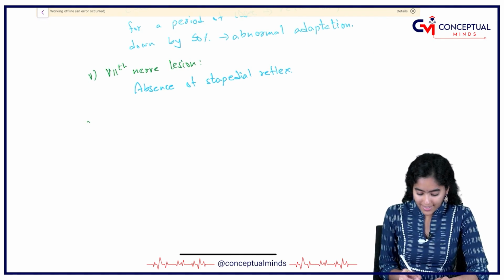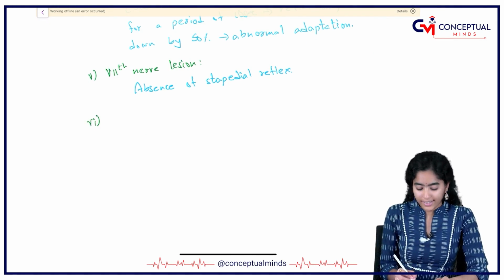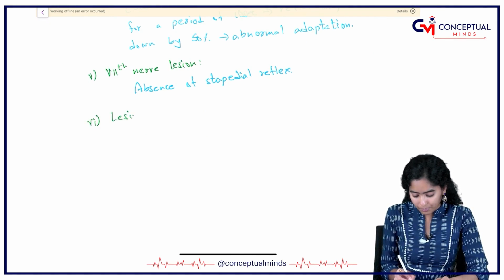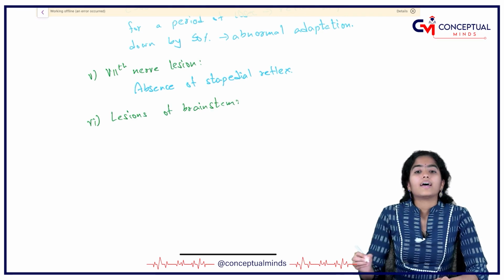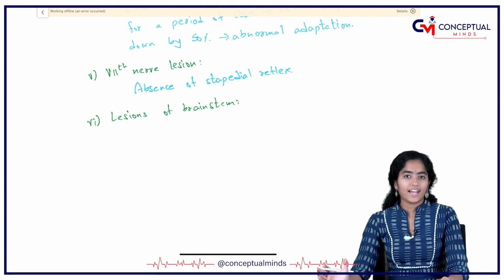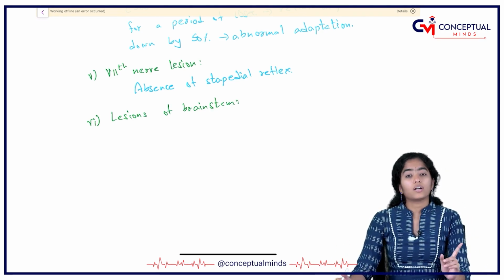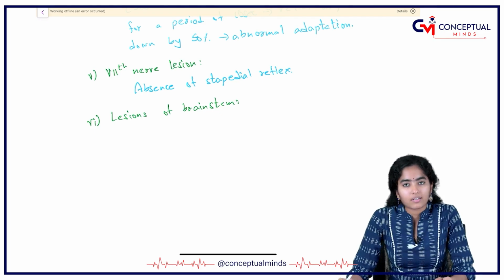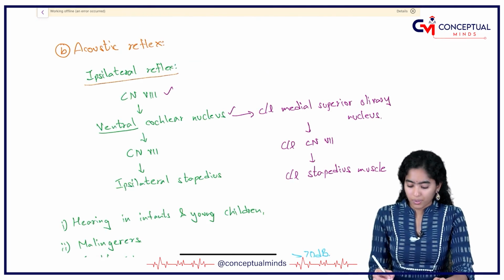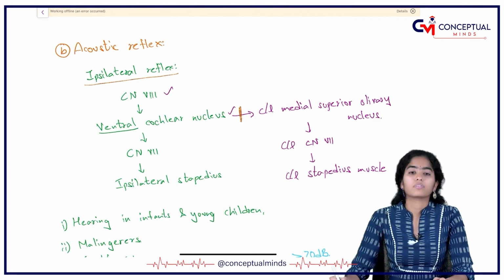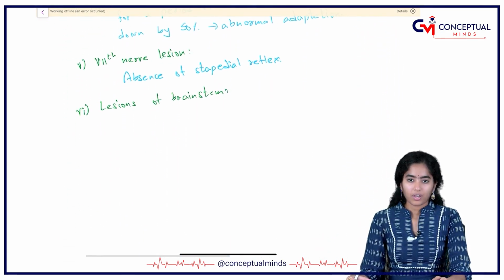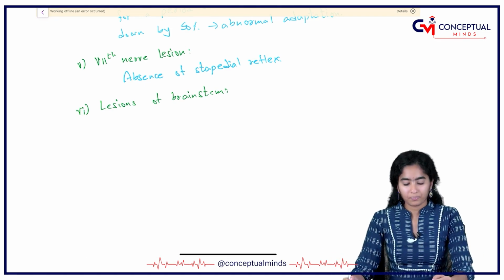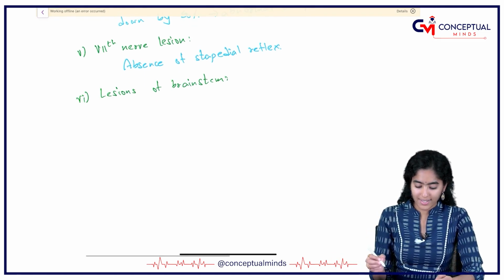Next, this reflex can also identify lesions of the brain stem. How? Say, there is ipsilateral reflex but contralateral reflex is absent. That means there is some problem happening here. Pathology in the brain stem. In the area of crossing, some lesion is present.